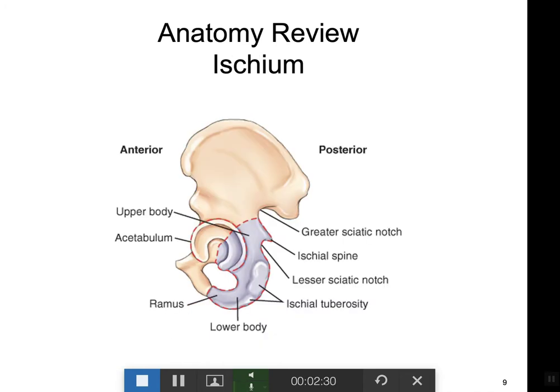Here it is again. This is actually picture 7.7. This is the ischium in your book on page 266. The anterior and posterior portion, this would actually be a lateral view. You have the upper body, your acetabulum, ramus, lower body, ischial tuberosity, lesser sciatic notch, ischial spine, and greater sciatic notch.